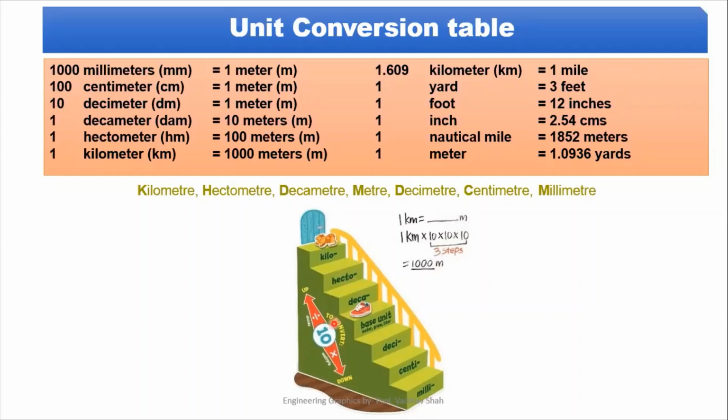Now one step is represented by 10. So if we get down by 3 steps, we have to multiply by 10 because we are getting down. So now 1 kilometer into 10 into 10 into 10. Why 3 times? Because we are descending by 3 steps. If we find the answer, we have 1000 meters. So we can say that 1 kilometer is 1000 meters. You can try and check for a number of units, and you can be sure that you gain mastery of this staircase unit conversion technique.